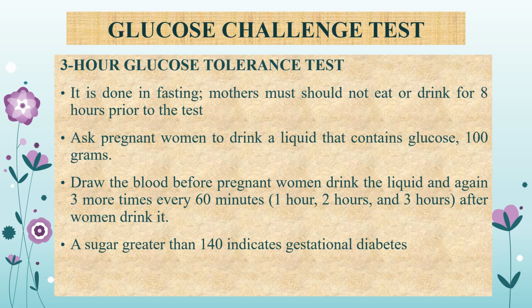after drinking 100 grams of glucose we draw the blood 3 more times, every 60 minutes. So after drinking, we take 1 hour, 2 hour, and 3 hour samples, and we check the glucose level every hour. After the 3 hour, if the blood glucose is still elevated at 140, that indicates the woman is having gestational diabetes.